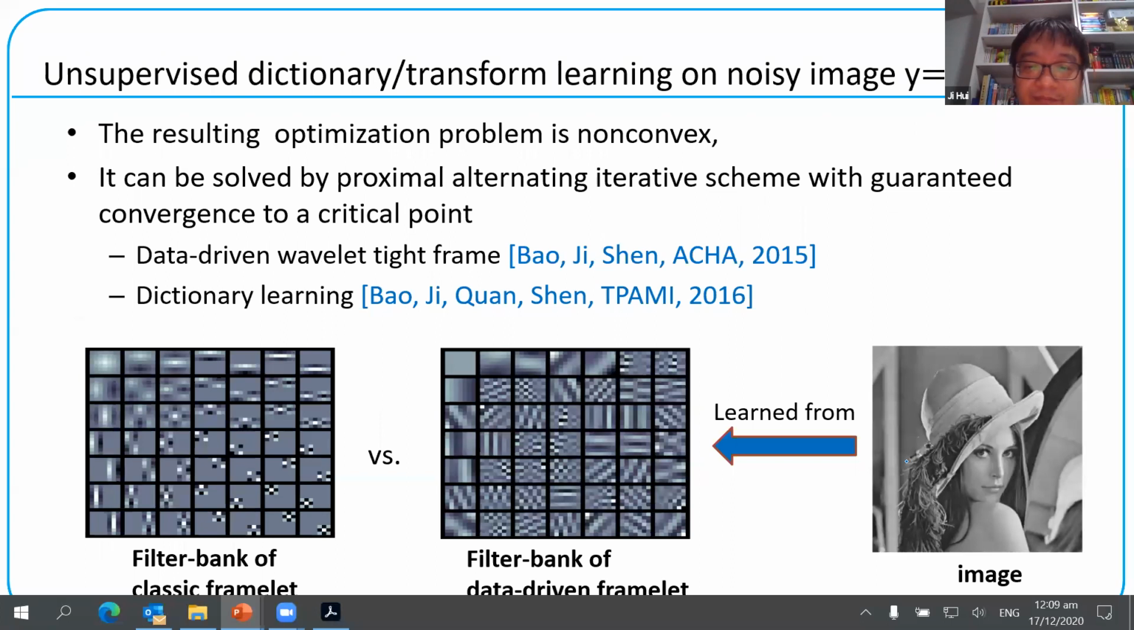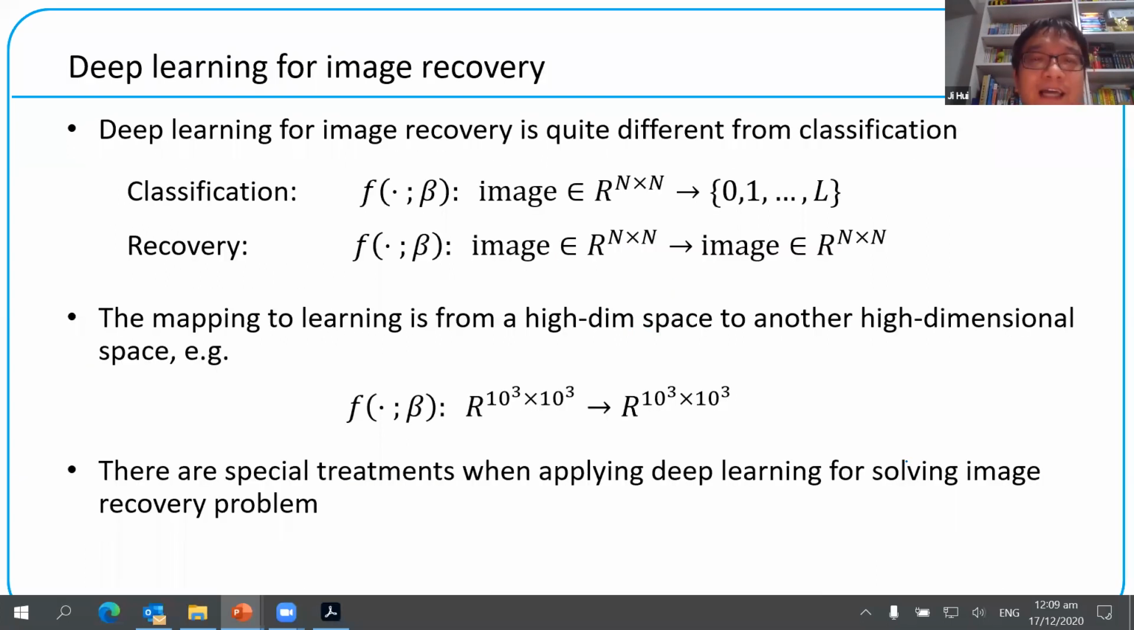We did this like 5 years ago, but right after that, deep learning emerged as a very powerful tool for many applications, including image recovery. But in the beginning, deep learning for image recovery did not do well. The reason is that for classification, you learn a mapping from the image space into a label space, and the label space is very small, with only a finite number of labels. But image recovery asks you to learn a map from image to image. So there is a big difference between image classification and recovery, because the mappings have different patterns.